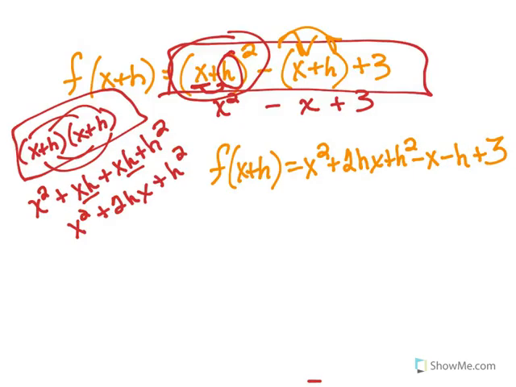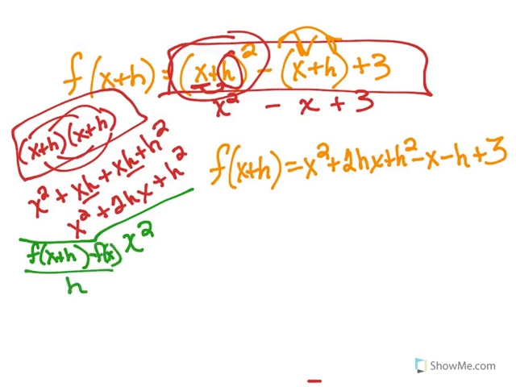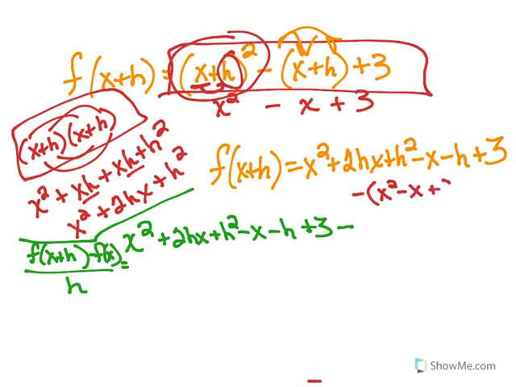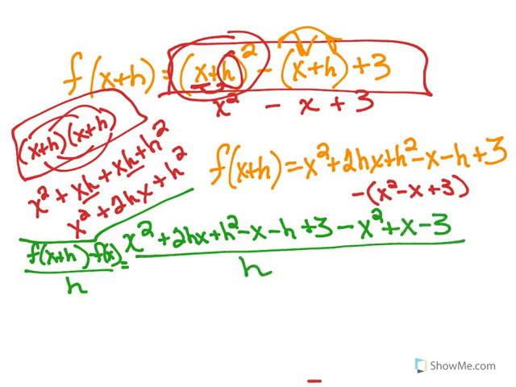So I know I have this x squared. I'm going to put a little side. So f of x plus h minus f of x all over h equals this: x squared plus 2hx plus h squared minus x minus h plus 3, minus, and remember I had minus the quantity of x squared minus x plus 3, and then I have to distribute that in. So that is minus x squared plus x minus 3, all over h.